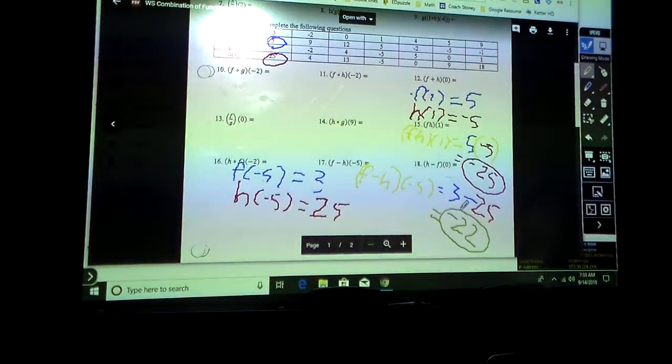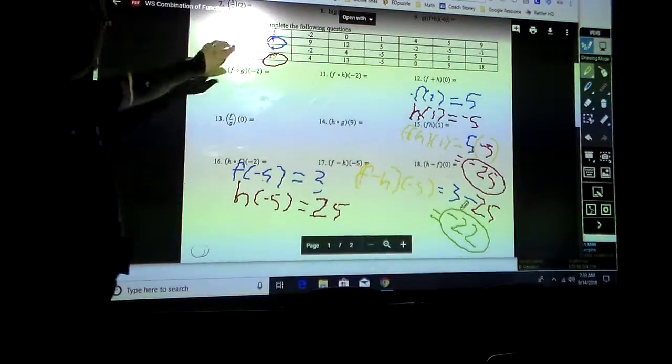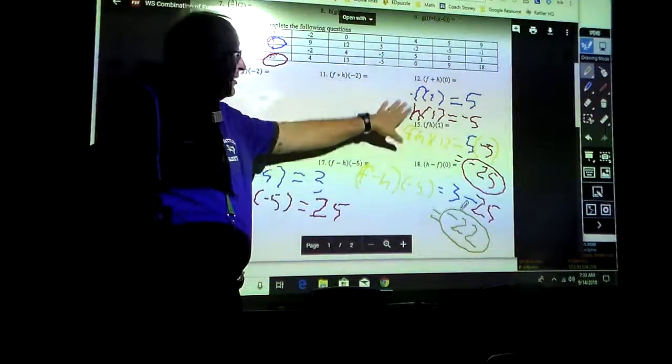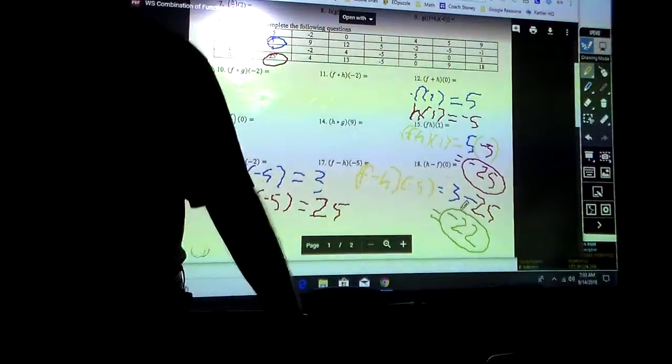All right? There, we just worked the odd problems from this table. We find our numbers from up here and plug them in. That's how we do that.